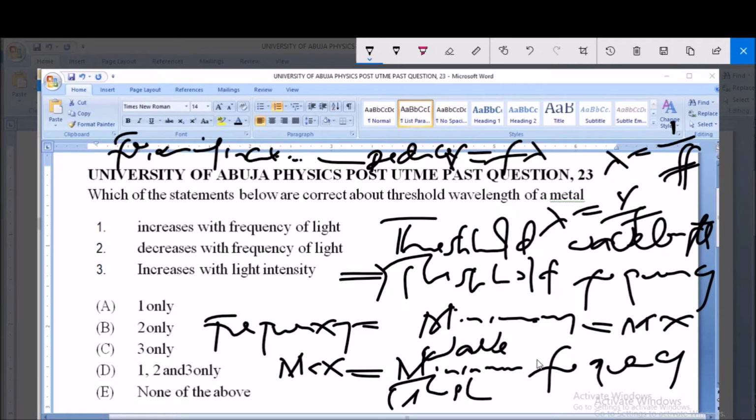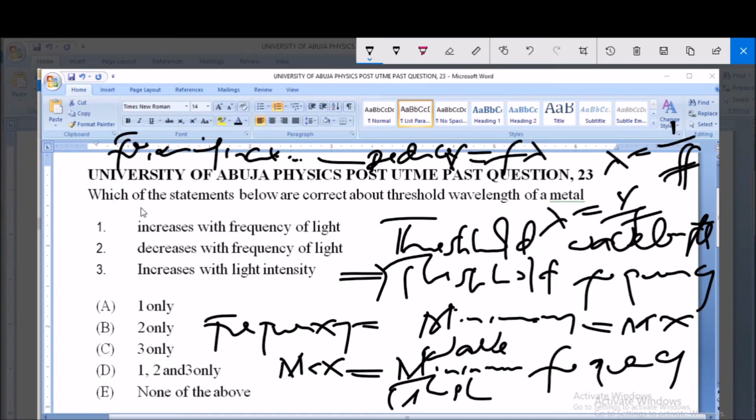Now, the question is asking which of the following statements are correct about threshold wavelength of a metal. And I told you that during photoelectric effect, the threshold wavelength is the maximum wavelength that gives rise to the minimum frequency of incident radiation necessary to release photons from a given surface. Now, photons are being emitted from the surface of the metal due to this wavelength.